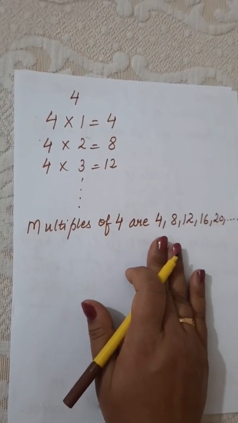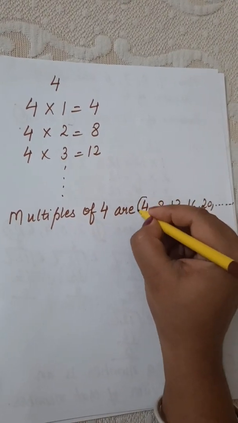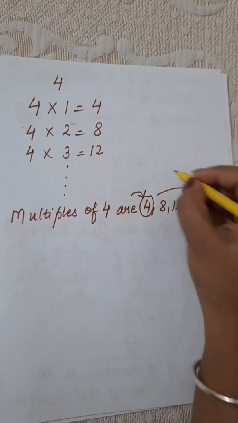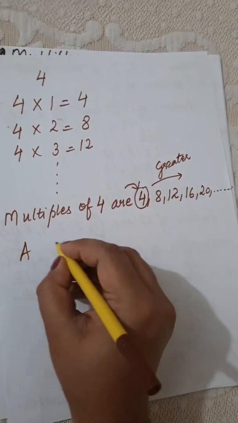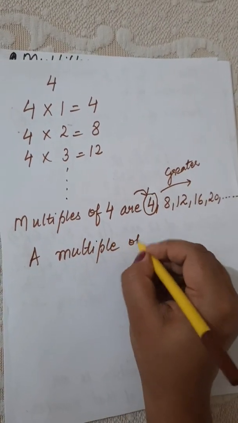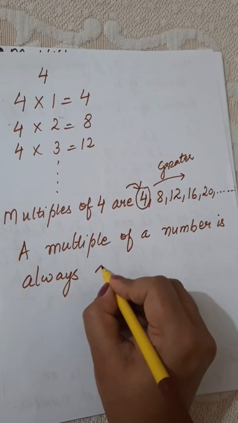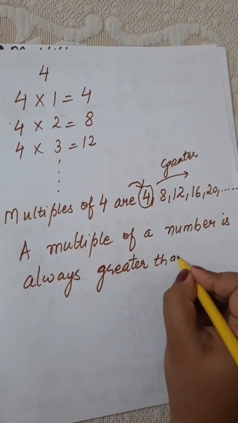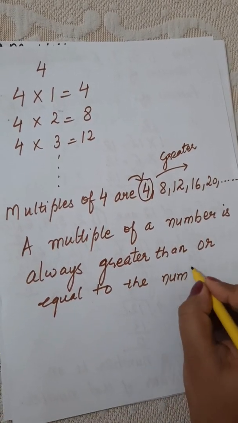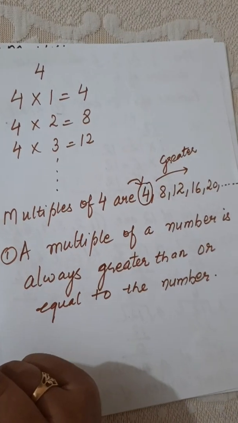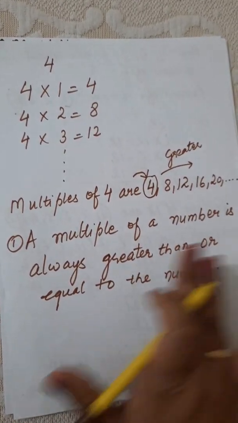So a multiple of a number is always greater than or equal to the number. If I have to find the multiples of 4, the first multiple of 4 is equal to 4 and the rest are greater than 4. We find the multiples and all the multiples are greater than 4. So we can write: a multiple of a number is always greater than or equal to the number. But in case of factors, what we found is every factor is less than or equal to the given number. But in the case of multiples, every multiple of a number is always greater than or equal to that number.